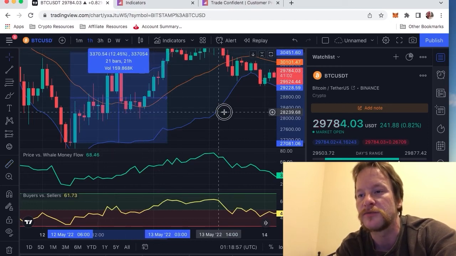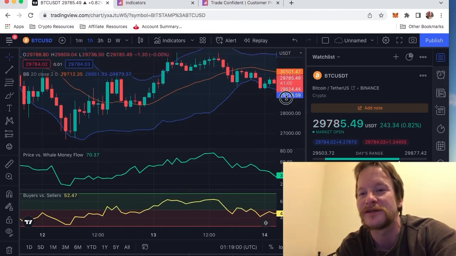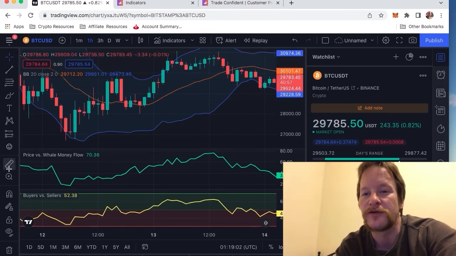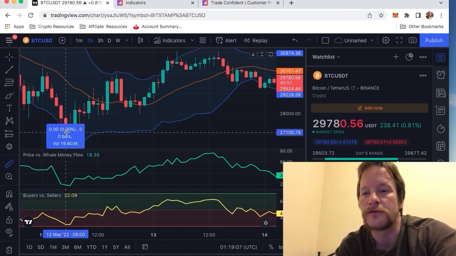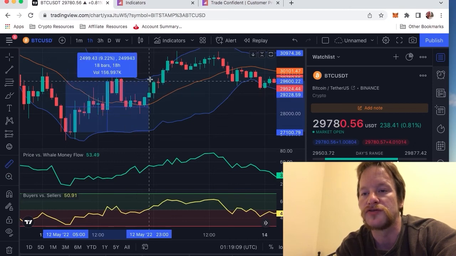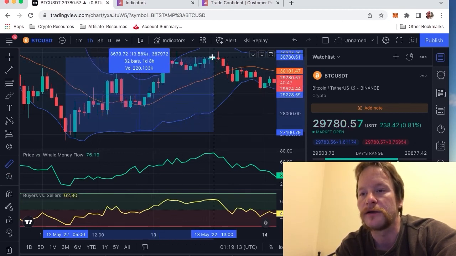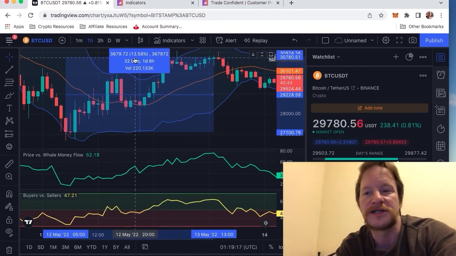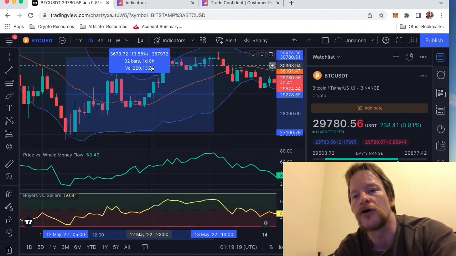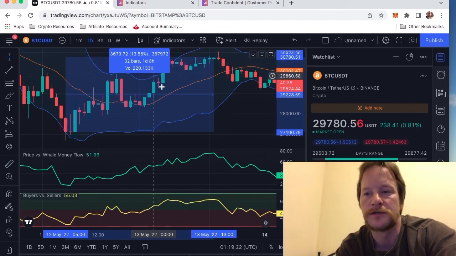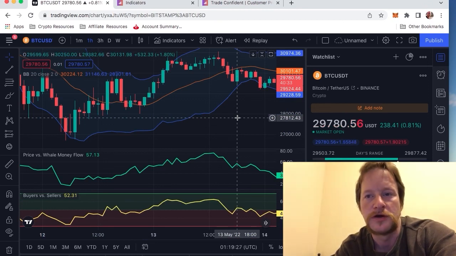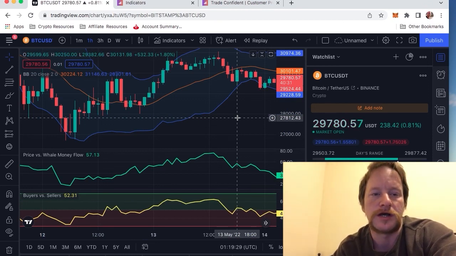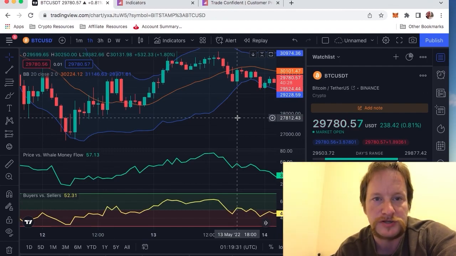Whoa. Hold on, I'm going to shrink this down a bit. I want to see how much this is. Okay, let's do this again. So you bought in down here, and you rode it out to about right here. That is 14% in a day, one day and eight hours. So this is very, very effective, and it's very effective when you start to see the bull market.